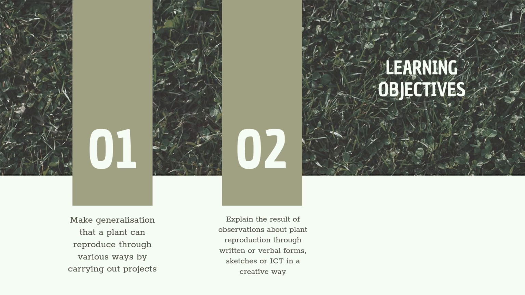The second objective is at the end of the lesson, students will be able to explain the result of observations about plant reproduction through written or verbal forms, sketches, or ICT in a creative way.